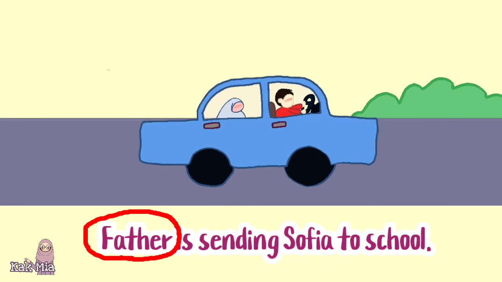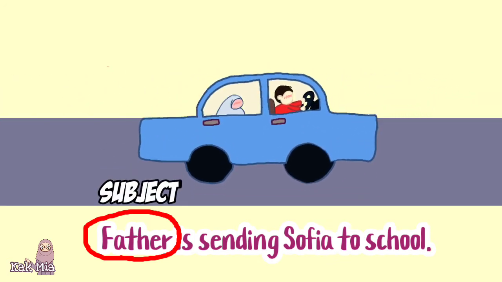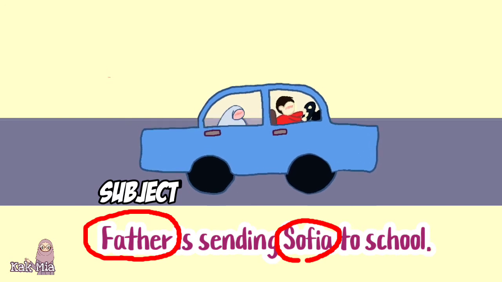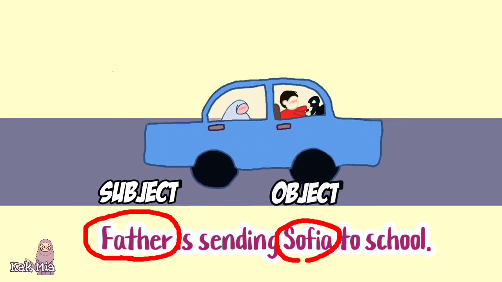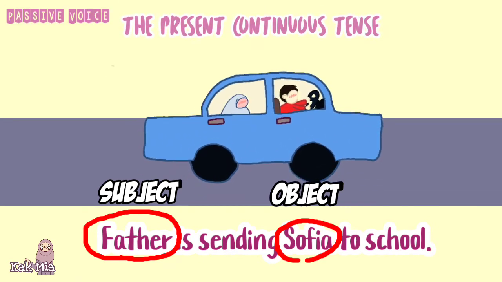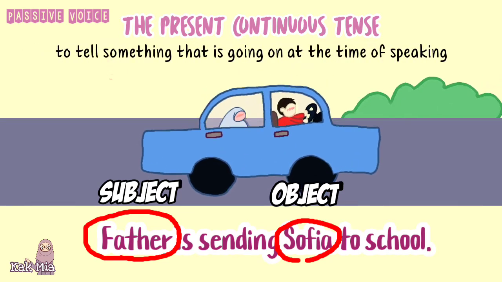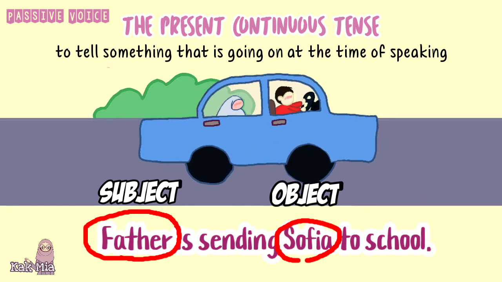The word father here takes the position as the subject of the sentence, while Sophia takes the position as the object of the sentence. This sentence is in the present continuous tense. We use the present continuous tense to tell something that is going on at the time of speaking.